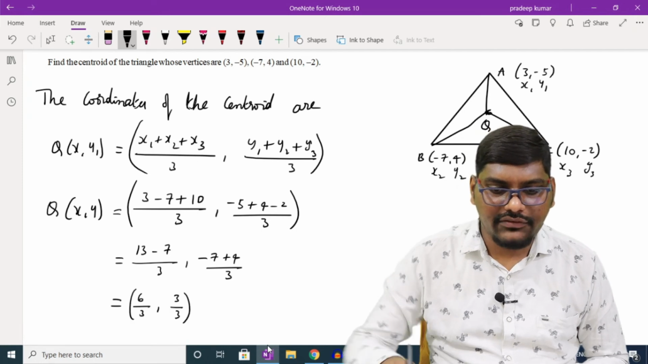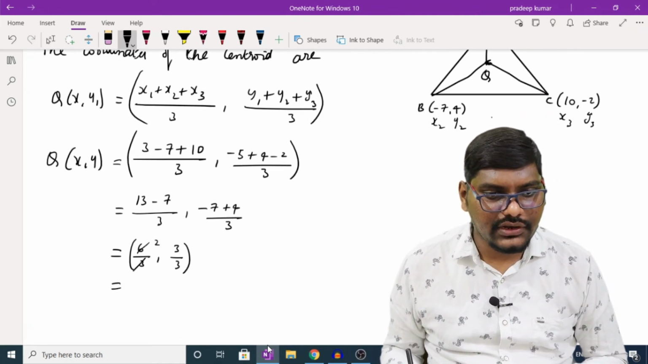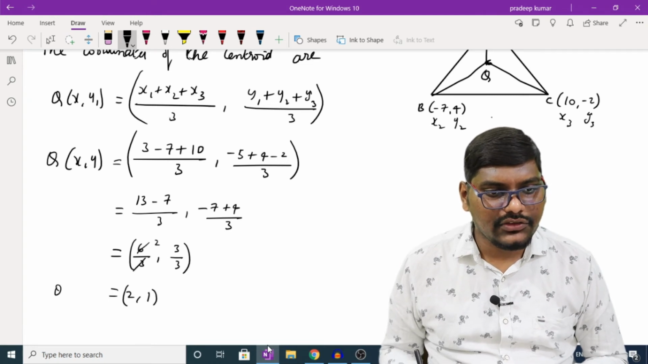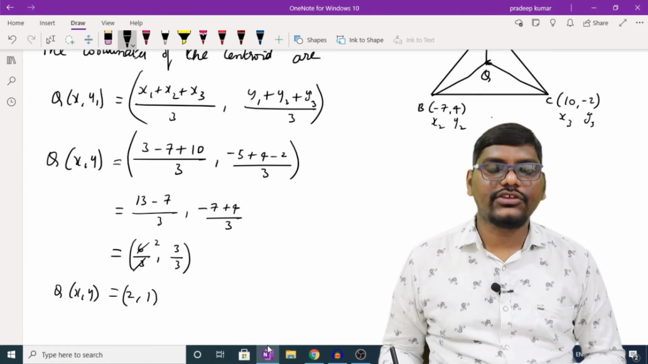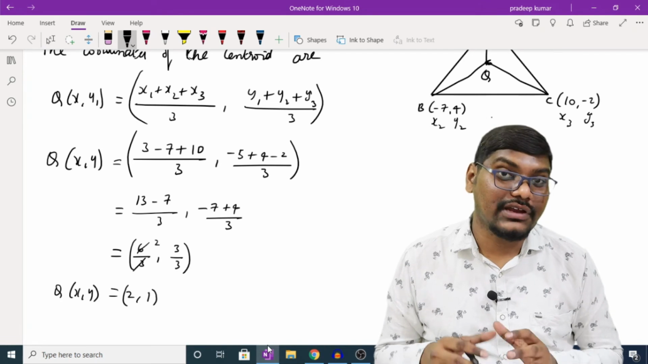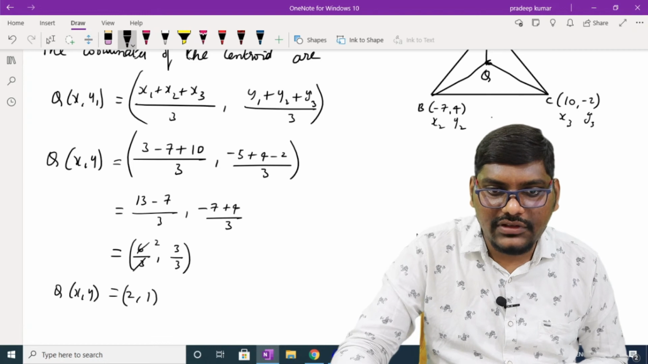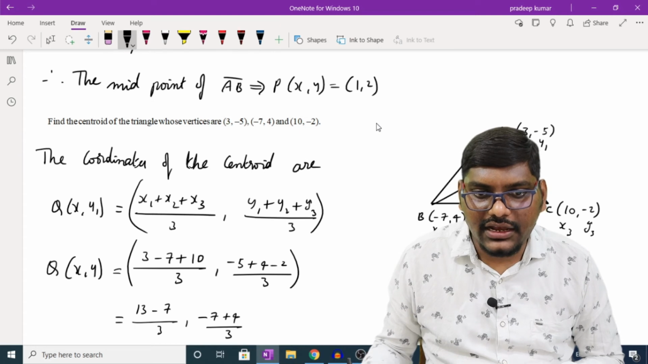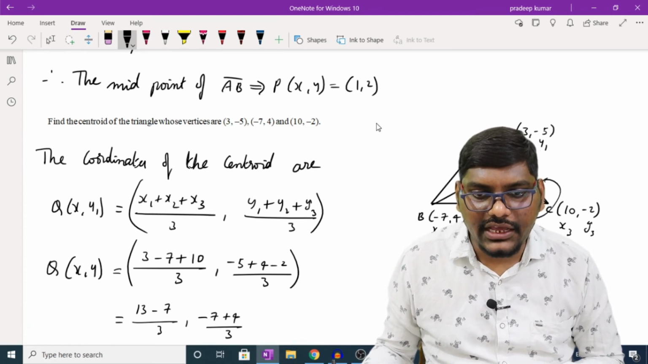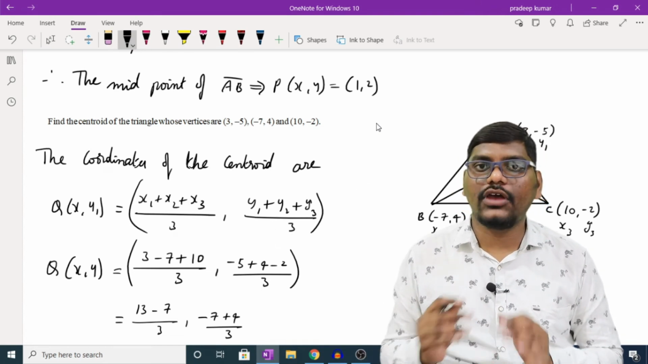So this will give 3 twos are 6 and 3 ones are 3. That is 2 comma 1 is the point which we got. So we got the point 2 comma 1 as the centroid of the triangle. I hope this is very clear, where only one thing is that when there is a triangle, let's see the triangle again, and when the coordinates of the triangle are given, we find the center of this particular triangle by using this centroid formula. So I hope this is clear.